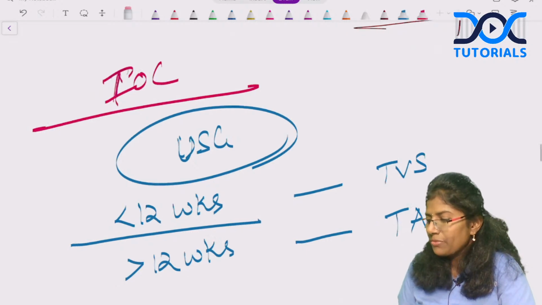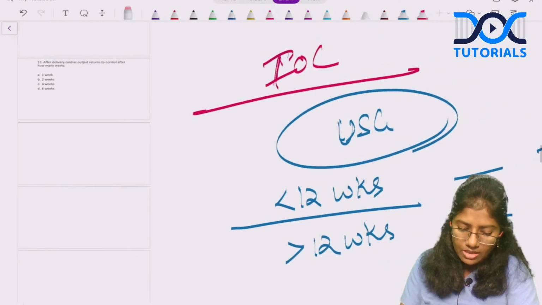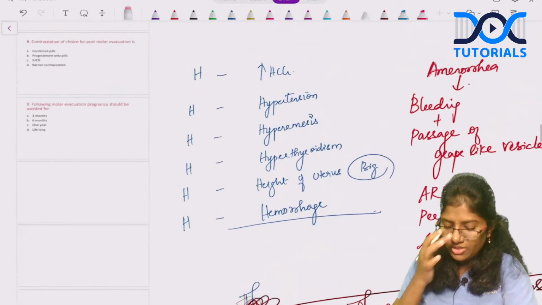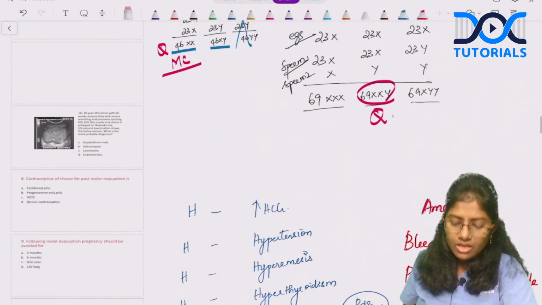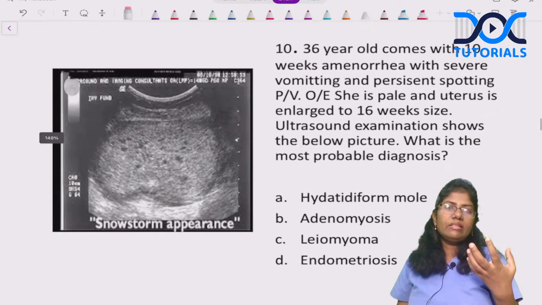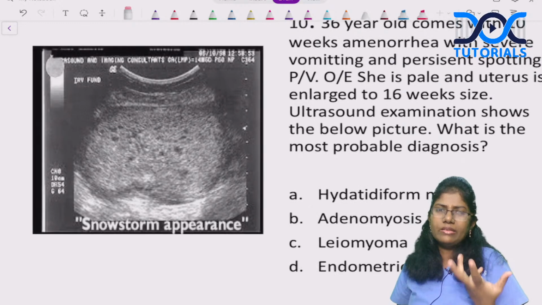So what do you see in ultrasound? Very good, Taslima. Snowstorm appearance. So what you can expect here is an image, guys. Now look at this image. Basically there are vesicles inside. The vesicle has clear fluid in it.